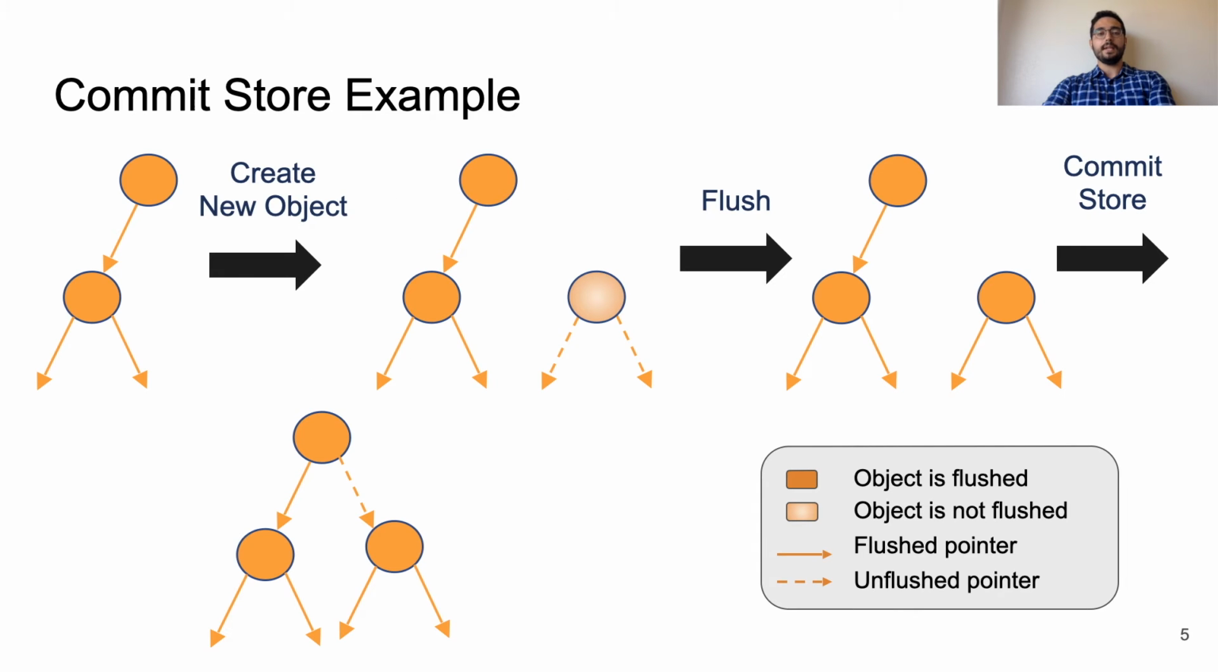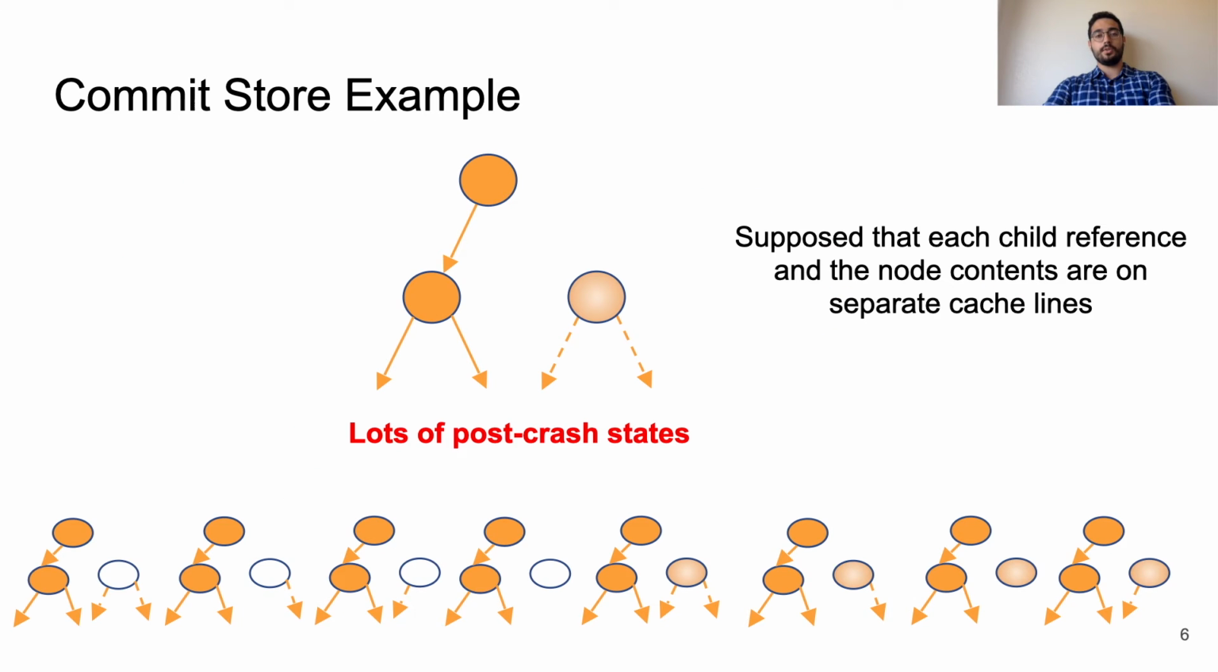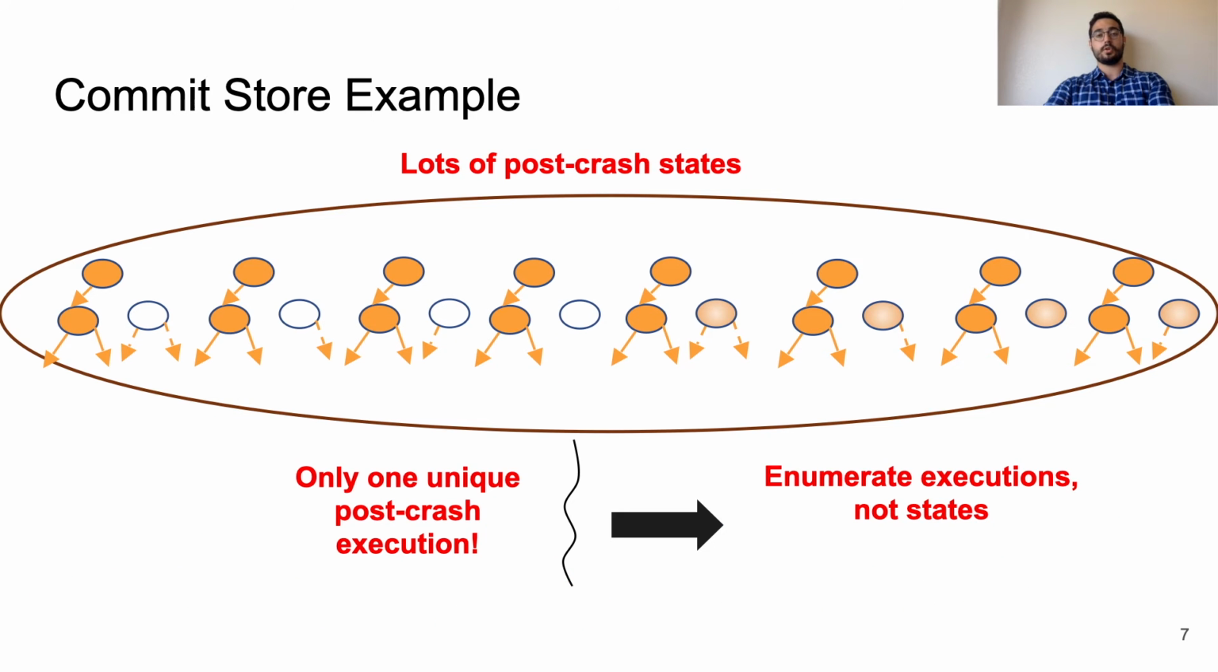For example, in adding a new node to the root of a tree, the program first creates a new node and updates its value and references. Then the node is flushed to persistent memory. Finally, the program updates the pointer from the root of the tree to the node. This pointer is a commit store. In post-crash execution, if this pointer isn't null, it shows the insertion operation was successful. But if the pointer is null, there are a lot of possible memory states post-crash, but all these memory states correspond to one unique post-crash execution, and that is that the insertion operation failed.